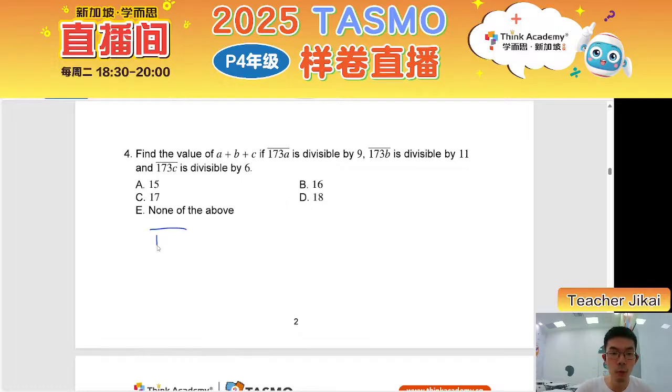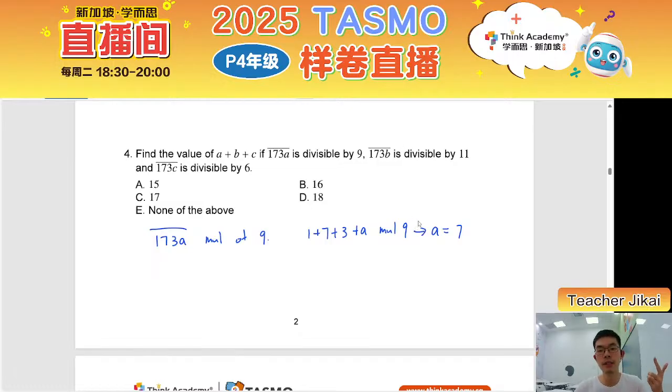We have 173A here, right? It will be divisible by 9, so it is a multiple of 9. So the divisibility rule is that 1 plus 7 plus 3 plus A will be a multiple of 9, right? The digit sum. Once you know the digit sum, you can just try A here. A will be equal to 7, because 1 plus 7 plus 3 plus 7 is 18, a multiple of 9, right?